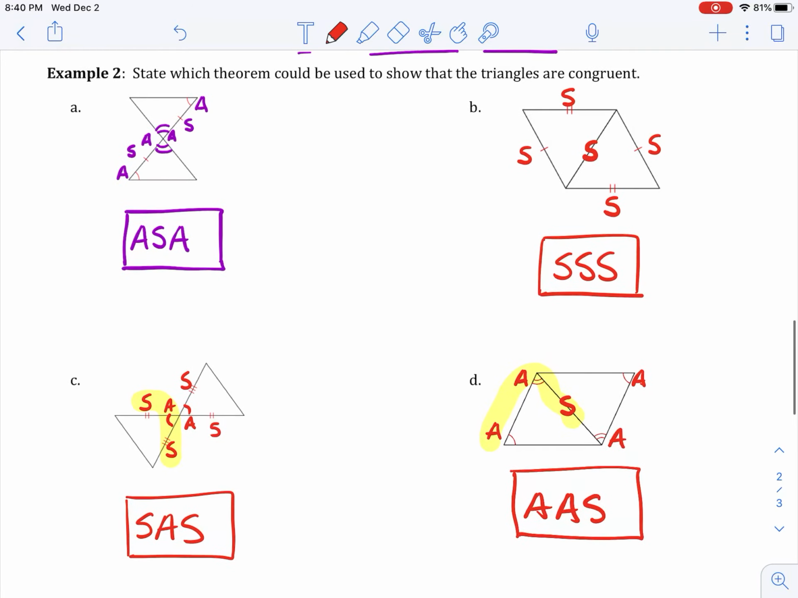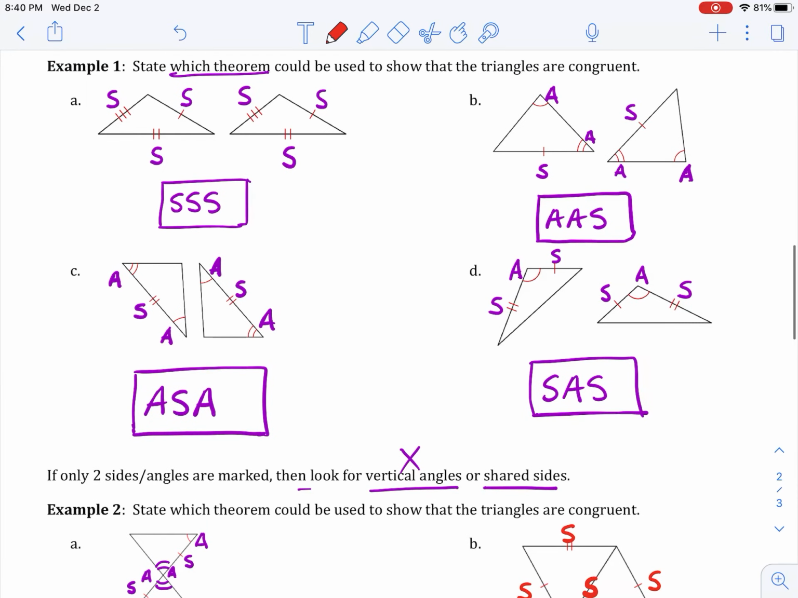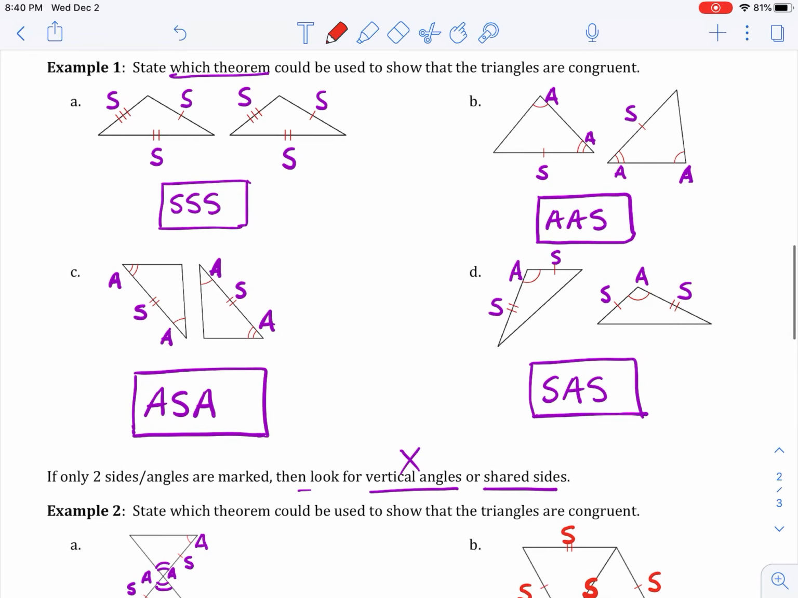All right? So in this section, what you should be doing is putting your S's on your tick marks, your A's on your arc marks, and then looking at which theorem you actually marked in each triangle.